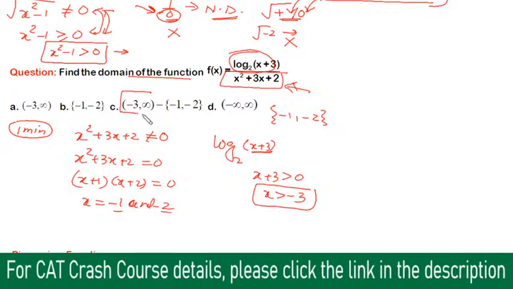So this much portion is talking about that the range is minus 3 till infinity, and from there we have to deduct minus 1 and minus 2 as an element. So here we can see that option C is the perfect domain for the given function. ठीक है? So good, I'm getting the right answers from you all.